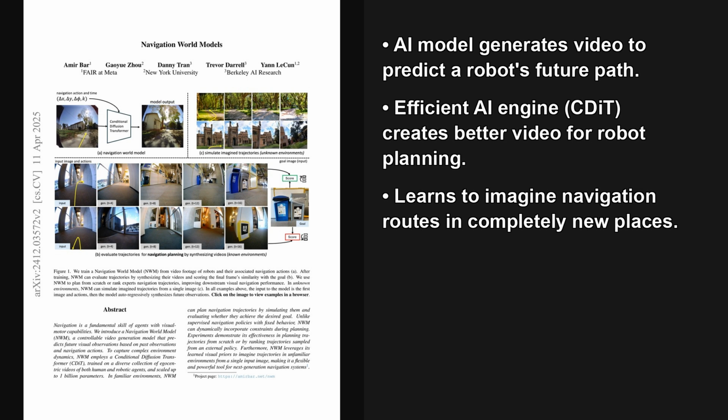To do this, the Navigation World Model uses a Conditional Diffusion Transformer, or CDiT. This Conditional Diffusion Transformer is a sophisticated AI, trained on many first-person videos, enabling the system to plan routes and even imagine paths in new places from a single image.